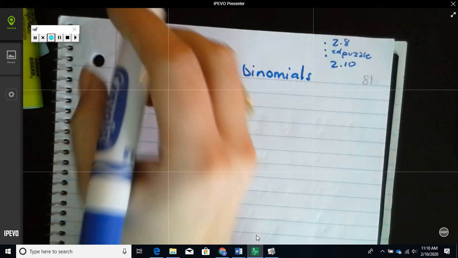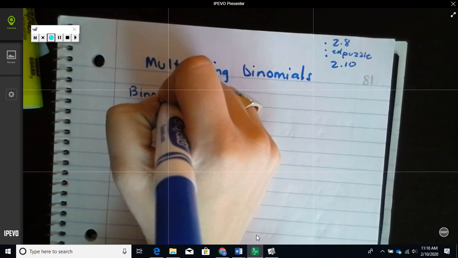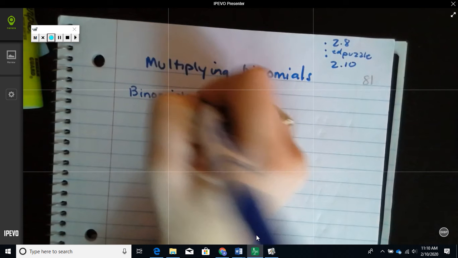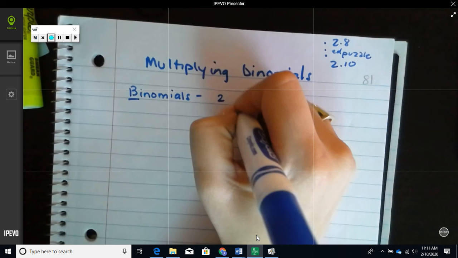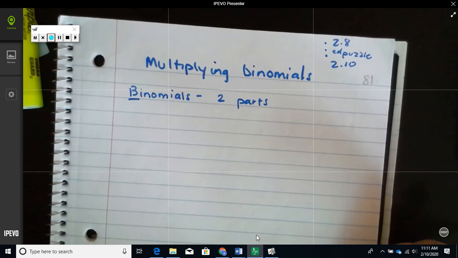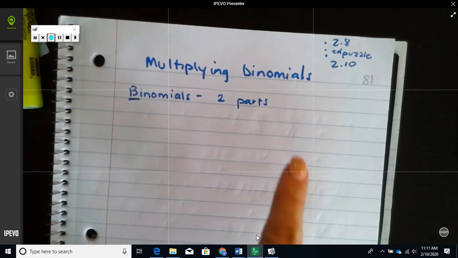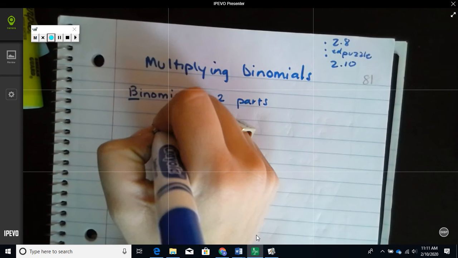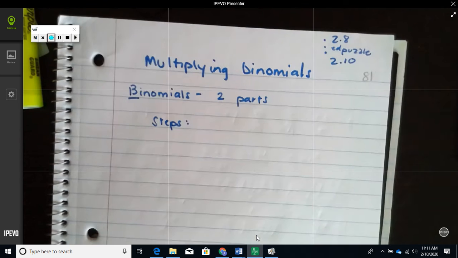Alright, so binomial is what we're doing today. Tomorrow we're doing polynomials. Binomial, when you see the bi, that means it has 2 parts. Like if you're bilingual, you speak 2 languages. Alright, so here are the steps of the box method. And then your ed puzzle will review all the stuff that we're doing today.